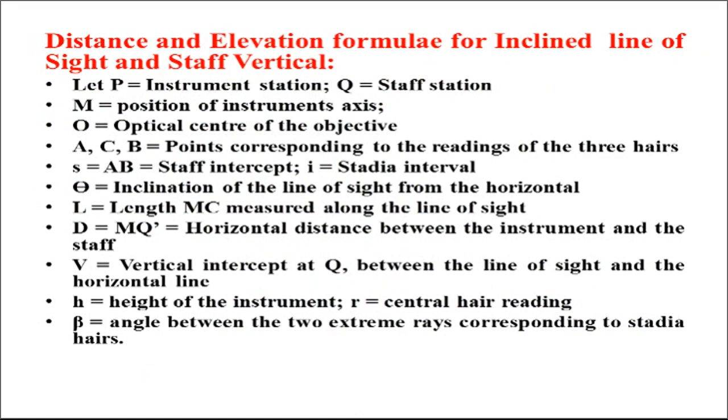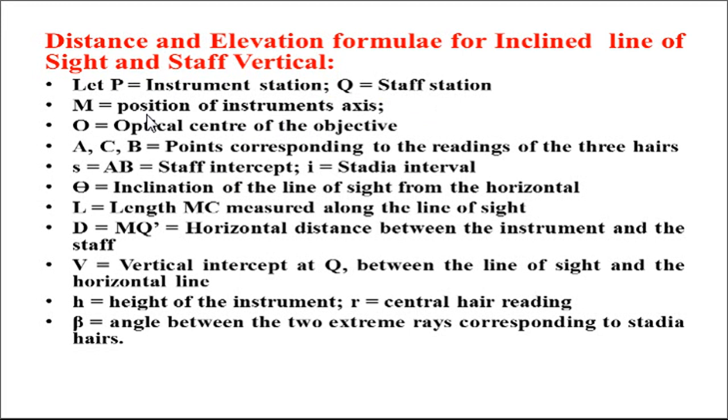Distance and elevation formula for inclined line of sight when the staff is held vertical. So this is very important. Let P be the instrument station and Q be the staff station. Okay, then M is the position of the instrument axis.